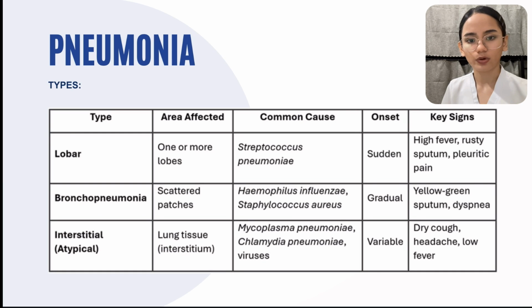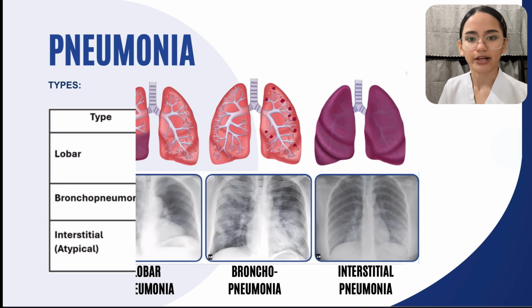For interstitial or atypical pneumonia, this affects the tissue around the alveoli. But why is it called atypical pneumonia? Well, this is because it is caused by uncommon microorganisms such as the Mycoplasma pneumoniae, Chlamydia pneumoniae, or viruses. So symptoms are milder, often including a dry cough, headache, and low grade fever. And lung sounds may even be normal due to a decrease in the secretions as compared to the first two types. So, for visual comparison, here's how they look like on x-ray.